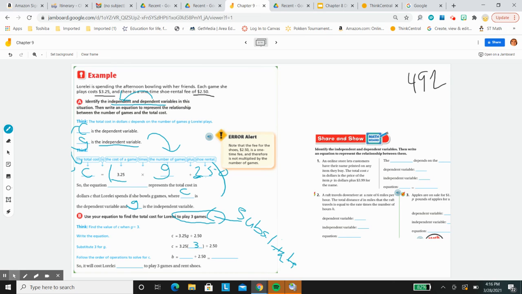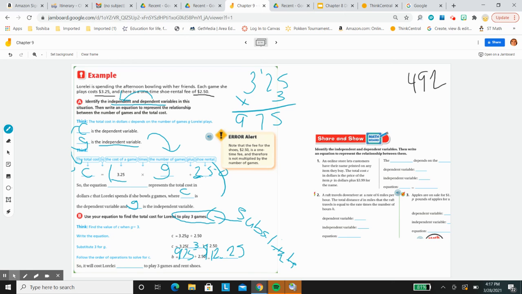I have to take $3.25 times 3. So start with that. 325 times 3, I get $9.75. Plus 2.50. Got to add on the $2.50 for the shoes. And we end up with $12.25. With the period in there and my dollar sign. So Lorelai, for 3 games, is going to have to pay $12.25.